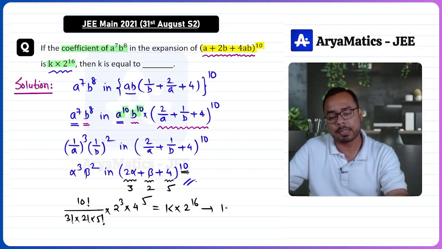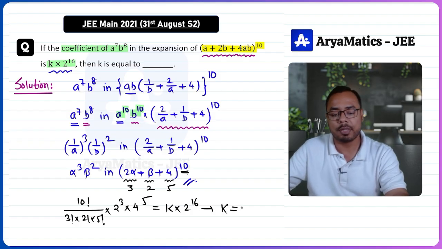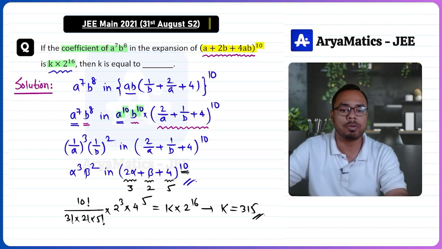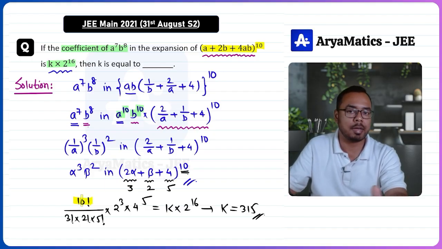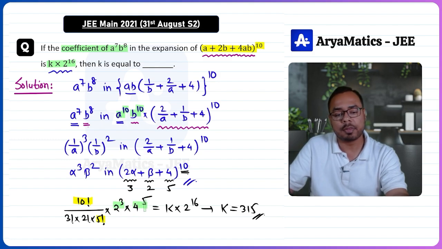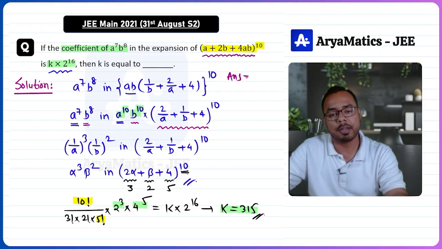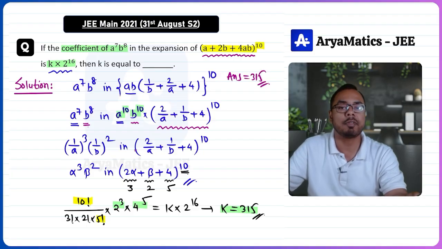You can do the calculation part on your own. Once you simplify this, after calculation, you will get k as 315. The calculation is not difficult. 10 factorial you can write as 10, 9, 8, and so on, 5 factorial you can cancel, and then the rest of the calculation you can perform. Also, this will become 2^13. So from there, finally, you will get k as 315. So the correct answer for this problem: we needed the value of k, and the value of k is 315.